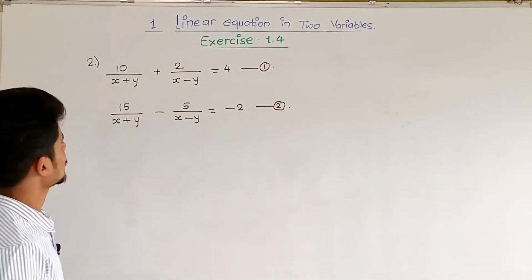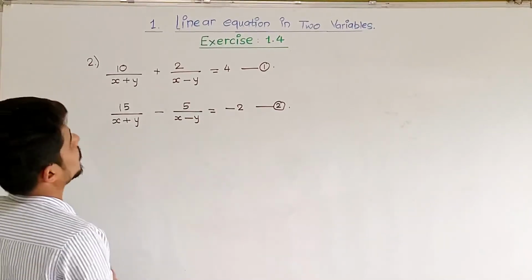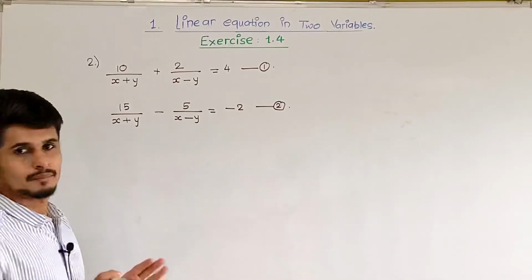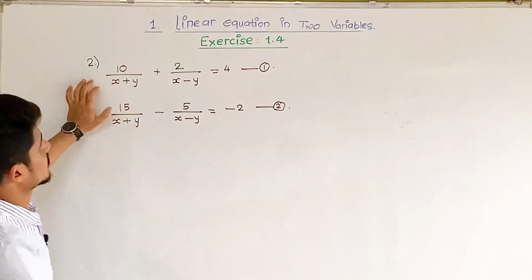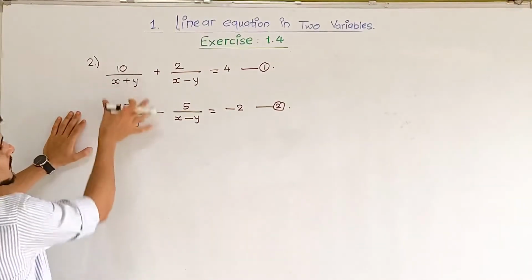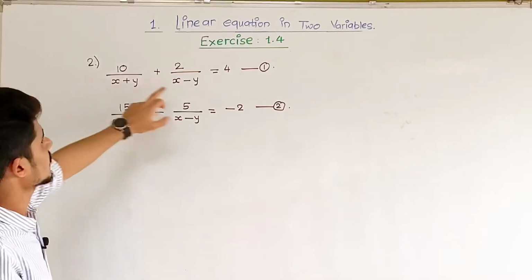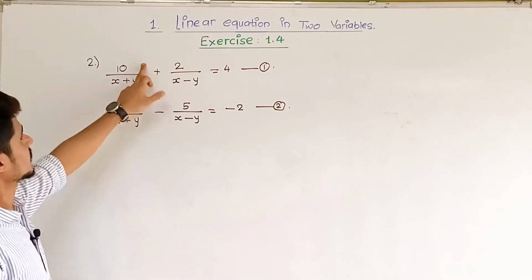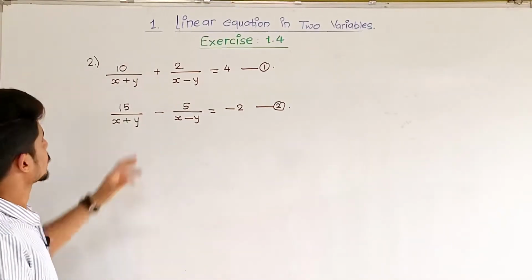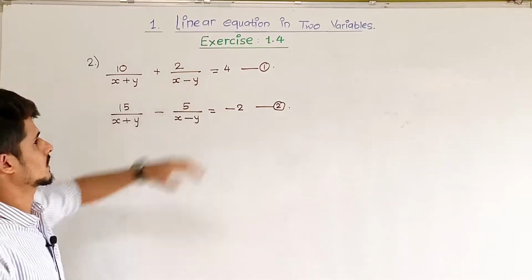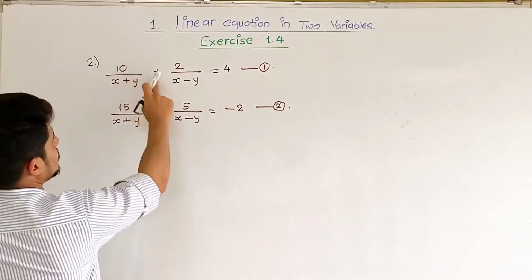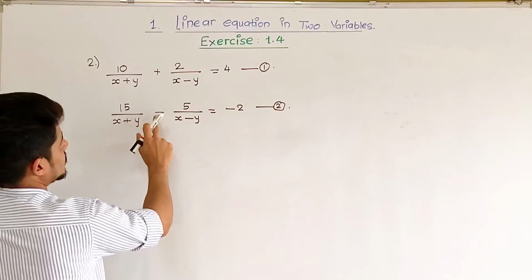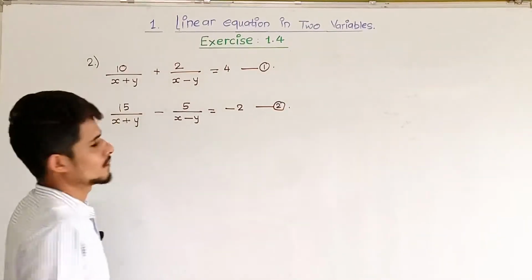So in this equation, we'll substitute 1 upon x plus y as a and 1 upon x minus y as b. So as you can see, in equation 1 and equation 2 the denominators are common, x plus y, x minus y, x plus y, x minus y. So we will substitute 1 upon x plus y as a and 1 upon x minus y as b. So that equation 1 will become 10a plus 2b is equal to 4 and equation 2 will become 15a minus 5b is equal to minus 2.